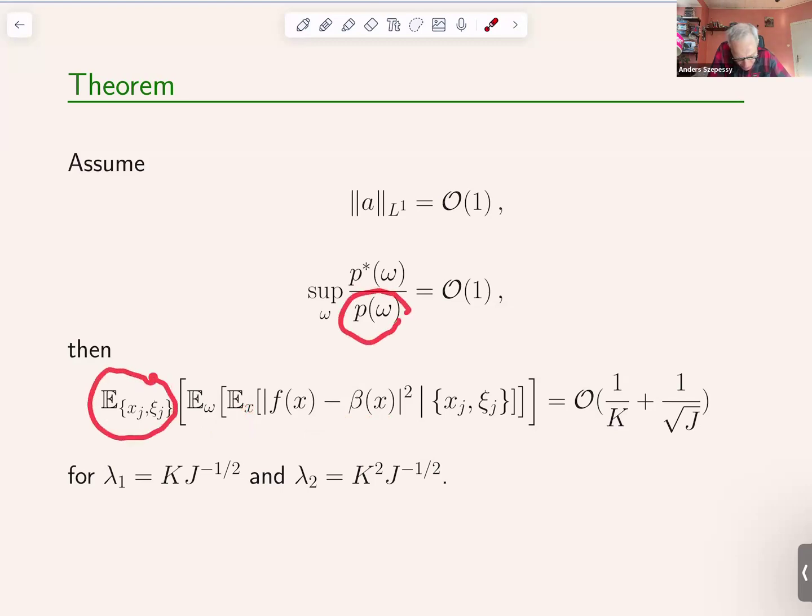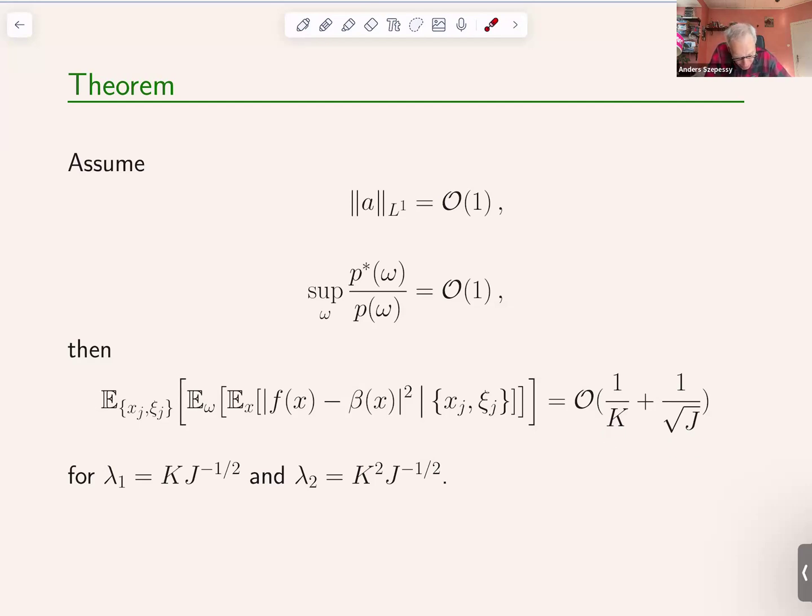And finally, the expected value with respect to the data setting, so that for instance, if there is a tiny probability that all data points come very close to each other, that will give a large error, but in expected value, this has a small probability. So the expected value over all data settings with J data points, then we have a bound which depends on the number of nodes, 1 over K, and the number of data points, 1 over square root of J.